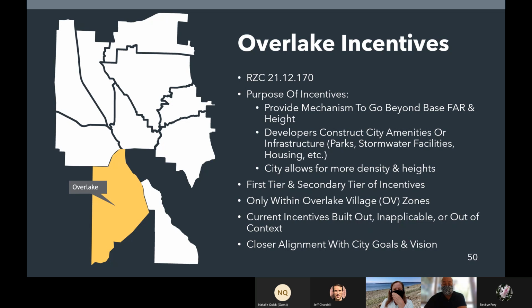The first tier and second tier of incentives are an important part of this incentive package. As mentioned, the first tier is the more important amenities that the city is looking for, while the secondary tiers offer a suite of different types of smaller amenities. These only occur within the Overlake Village zones. The reason why we need to go back to these overlay incentives is because the incentives that are listed have been built out, are inapplicable, or out of context with the needs of the city. This also brings the zoning code closer to alignment with city goals and visions.